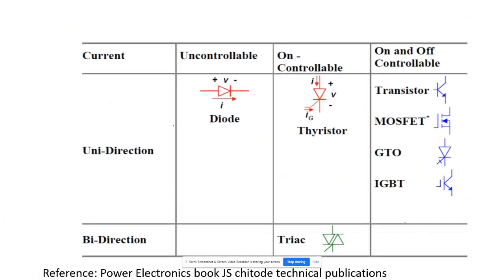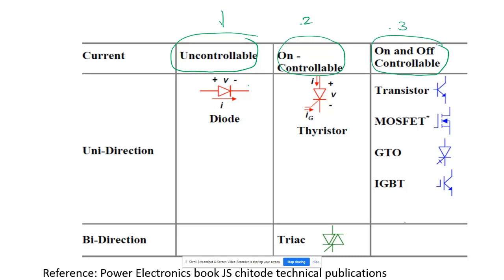They are nothing but of three categories. Number one, the first type is called an uncontrollable switch. Then the second one is a partially controllable switch. You can turn them on, but you cannot turn them off. Then the next one is on and off, fully controlled. That is something like you can turn them on and off as per your wish.